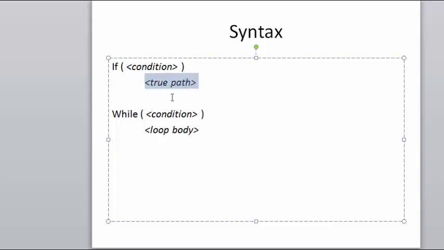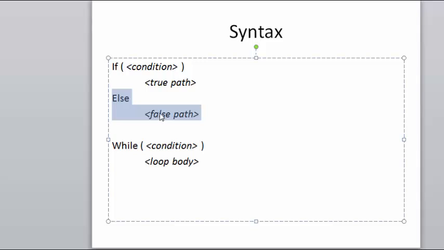Now this true path and the false path and this loop body are one single statement. One statement as in i = 5. If we need more than one statement, we need to use a statement block, which are open and close curly braces. I can put as many statements as I want inside that statement block, but if I want more than one statement, I have to use a statement block.